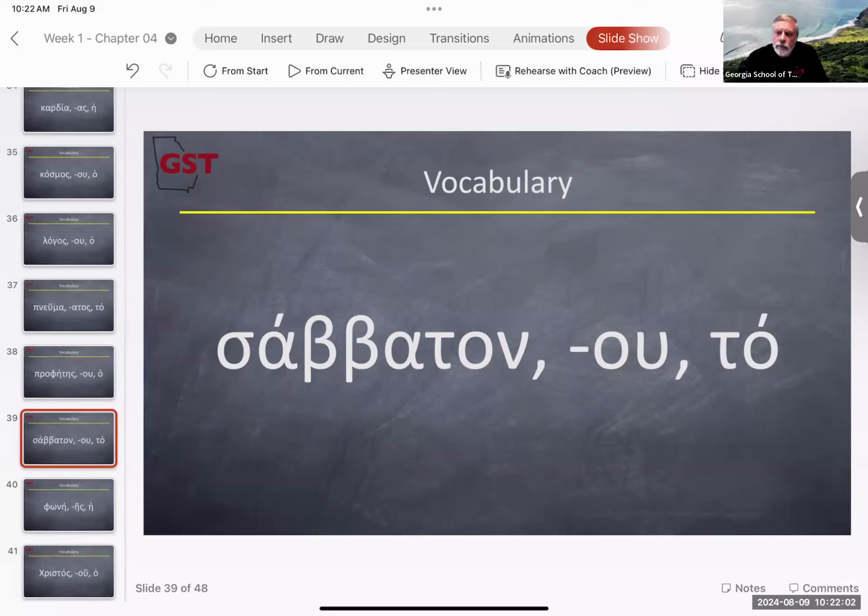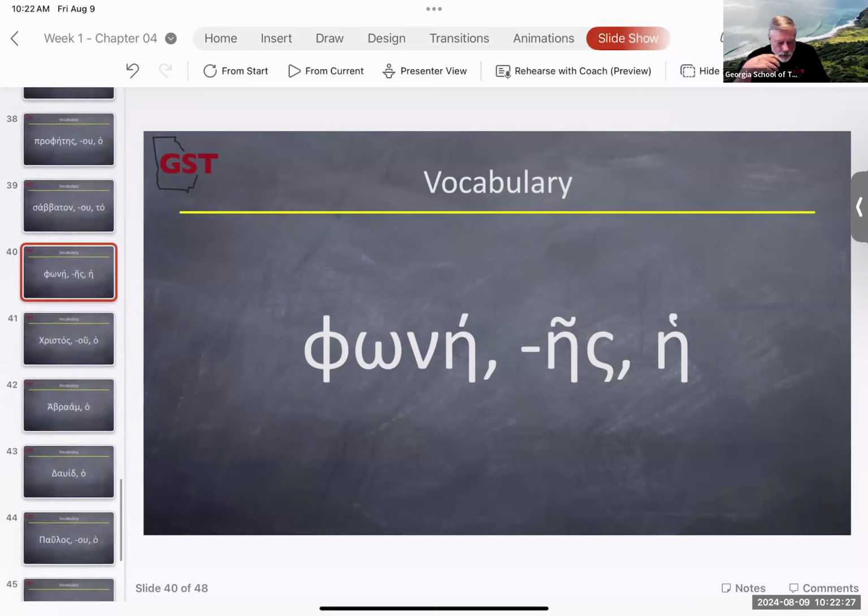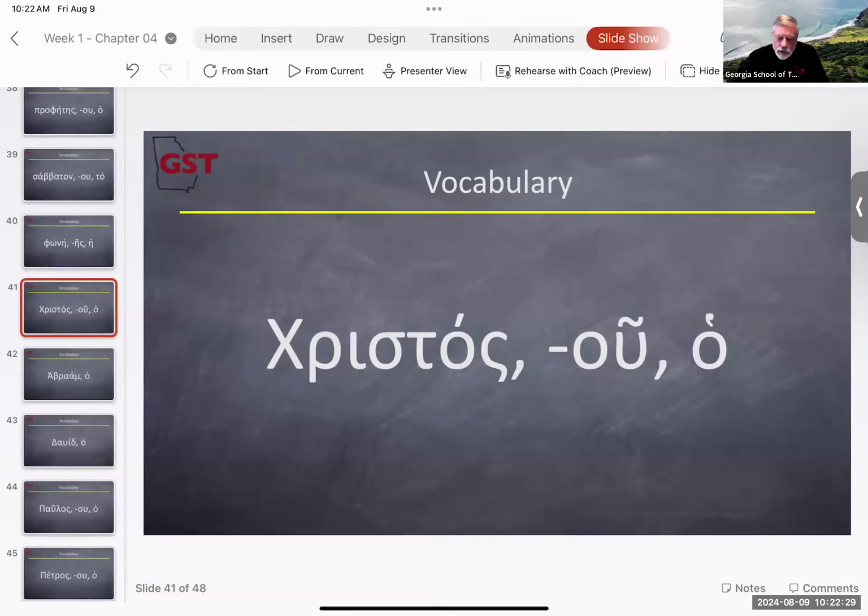Sabbaton. Sabbath, the Sabbath day. Okay. All right, what about this word? This is two syllables. Phone. Voice. We get our word phonograph from phone. All right, and what about here? We have Christos, we've done Christ.